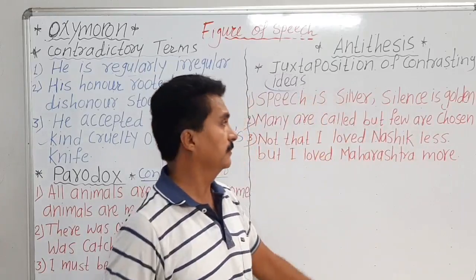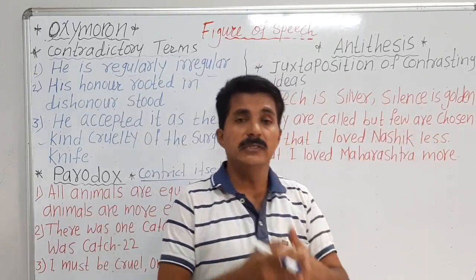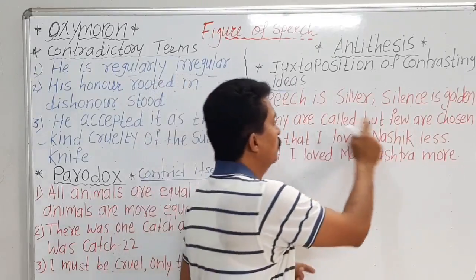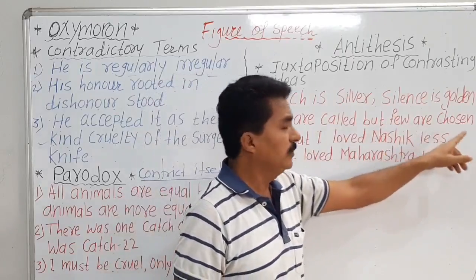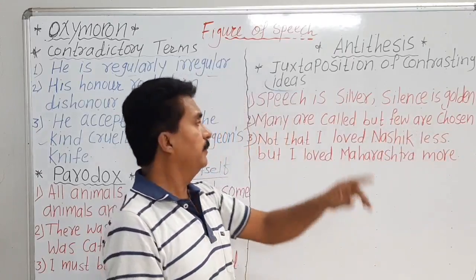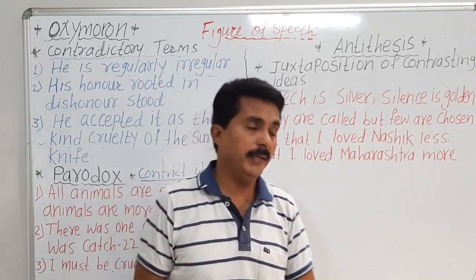In this sentence, many are called is the reality, few are chosen is the reality, but both of these ideas are opposite to each other. Few are chosen, this statement doesn't prove that the first statement is wrong, as we saw in paradox.